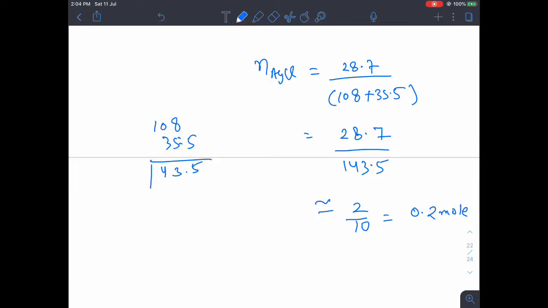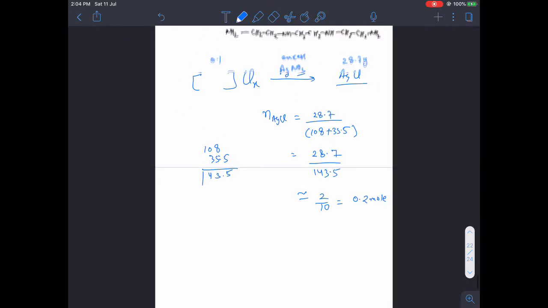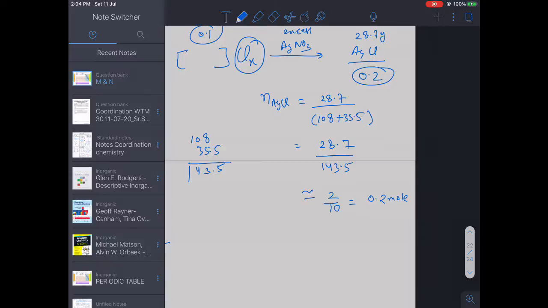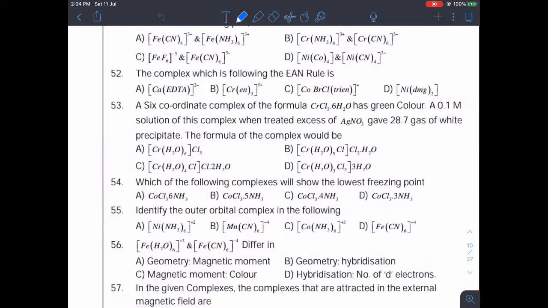So what does it mean? That means that from 0.1 mole of complex we are getting 0.2 mole of AgCl. So it is possible only if outside we have 2 free chloride ions. So that means it will be possible for option B, right? So my answer would be B.